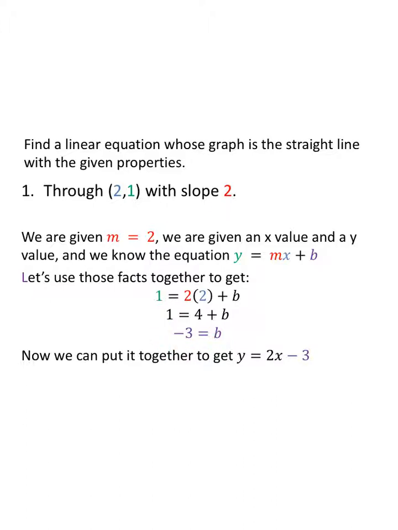I have my slope. I have my b. I can write my equation: y equals 2x minus 3. Let it be easy. Let it be straightforward when you can. You're given an x, you're given a y, you're given an m. With y, m, and x, you can find your b value.